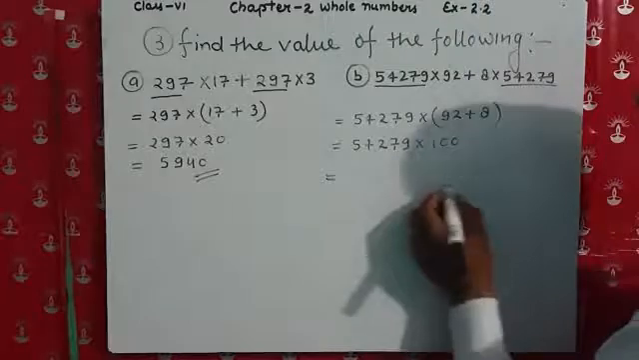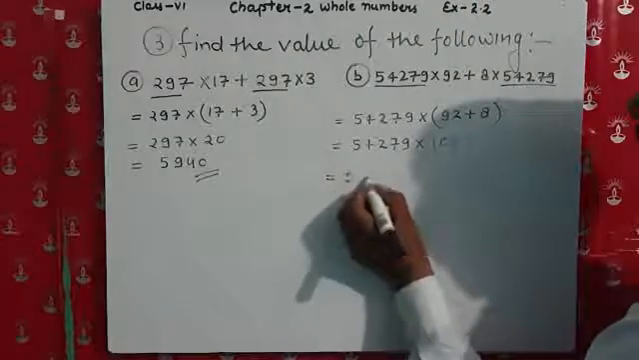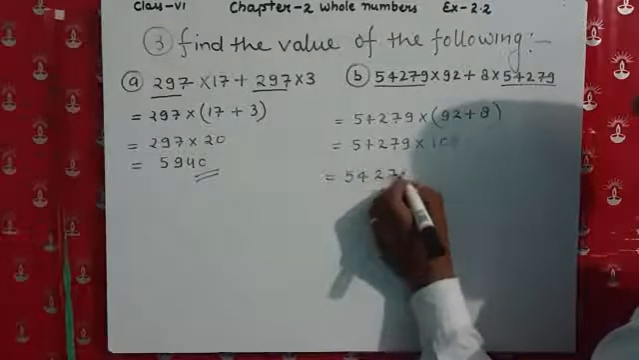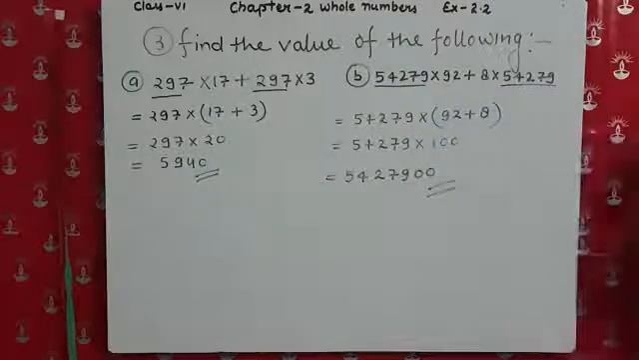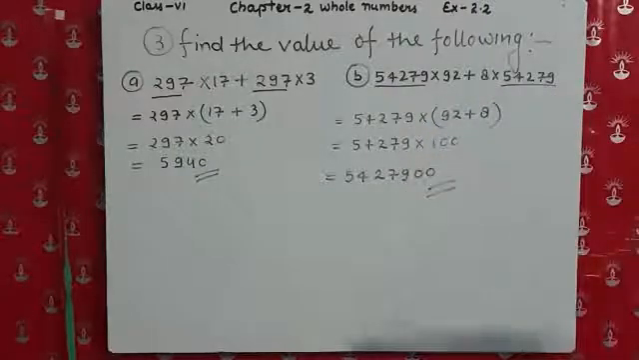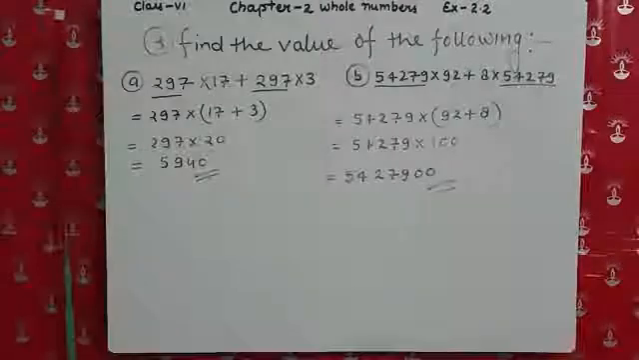So here what we are going to get: 54279 and then simply 2 zeros over there. So this will be the answer. It's a very simple method. Now I am going to question number 4.